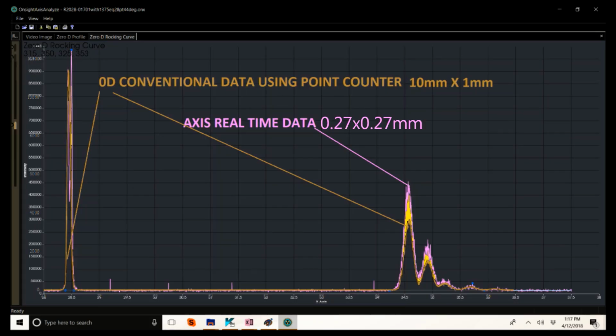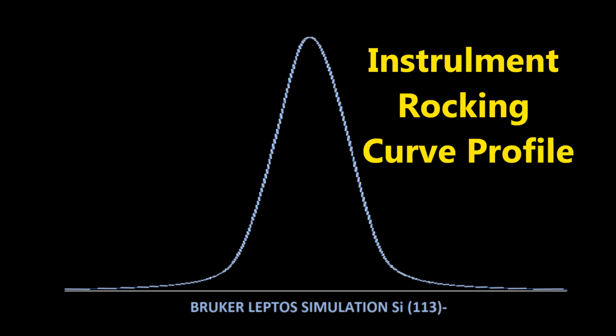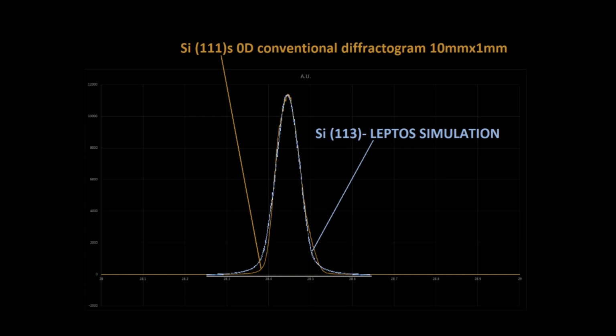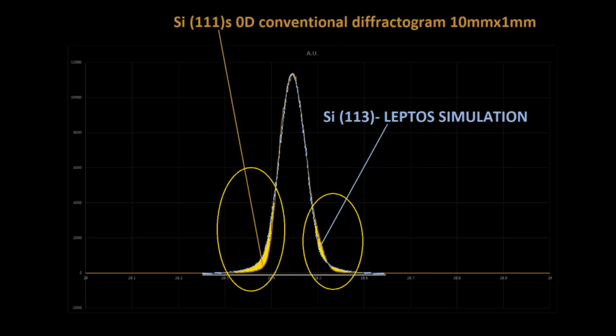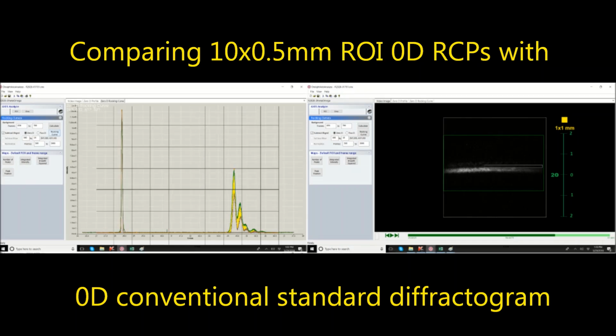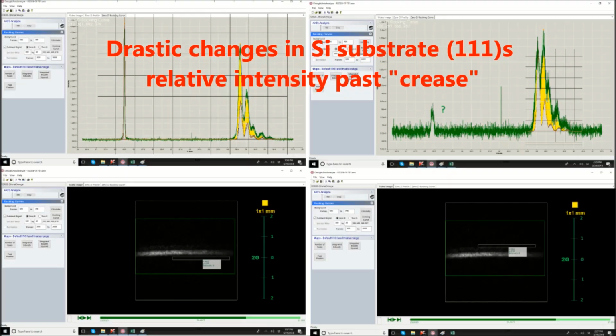In addition to the 0D standard reference pattern, we have also used an instrument profile simulated using Leptos. The Bruker Leptos generated instrument profile is a much better match to our sample profiles than a Gaussian. Using the 0D conventional diffraction pattern as a standard, we are able to quantify and record several variations in the XRD signal emanating from the sample surface.